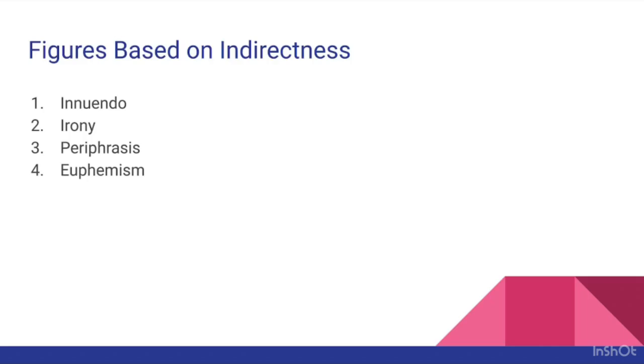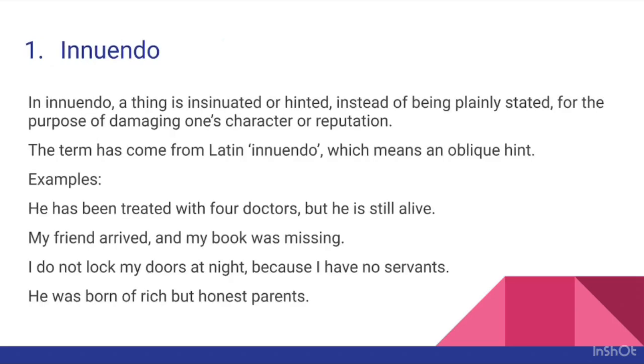In this video, I shall discuss figures based on indirectness. There are 4 figures of speech under this category: innuendo, irony, periphrasis, and euphemism. Let's start with the first one, innuendo.